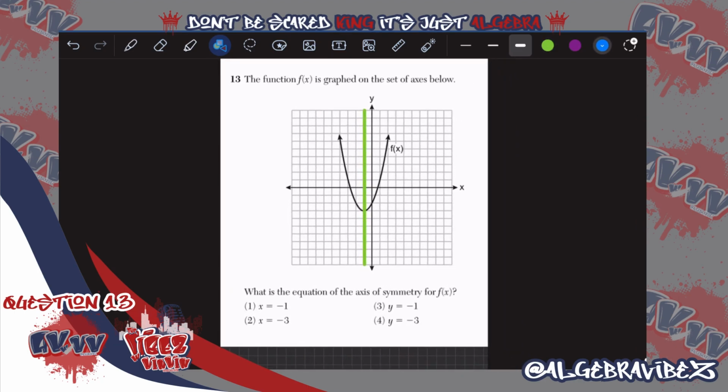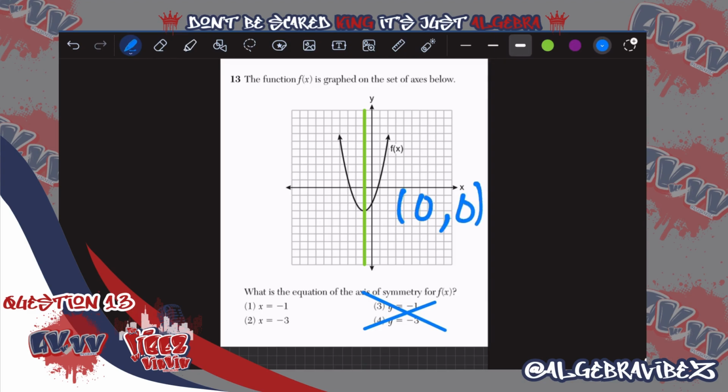It asks us, what is the equation of the axis of symmetry for f of x? When we're talking about axis of symmetry, we're talking about the x value. So we can automatically get rid of 3 and 4, which gives us a 50-50 chance now of getting the question right. All we're going to do is go from the point of origin, which, if you don't know, is 0, 0.